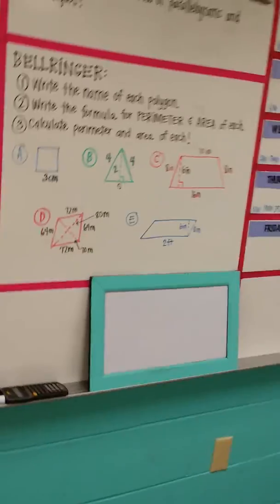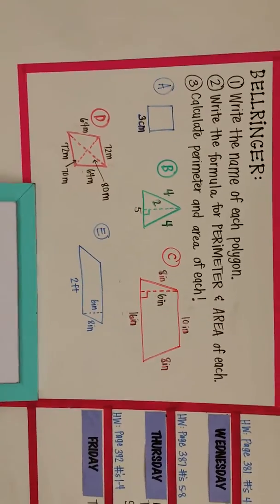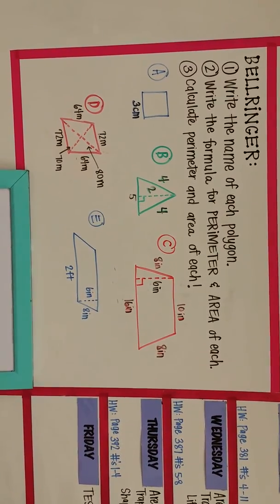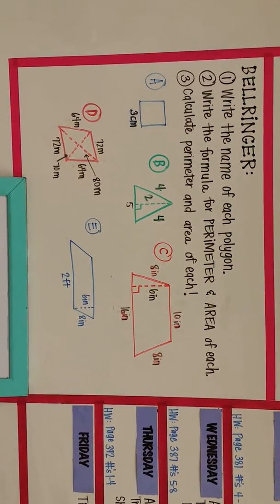If you want a few practice problems, here's our bell ringer for today. So you can check this out and calculate the area and perimeter of each of the shapes.